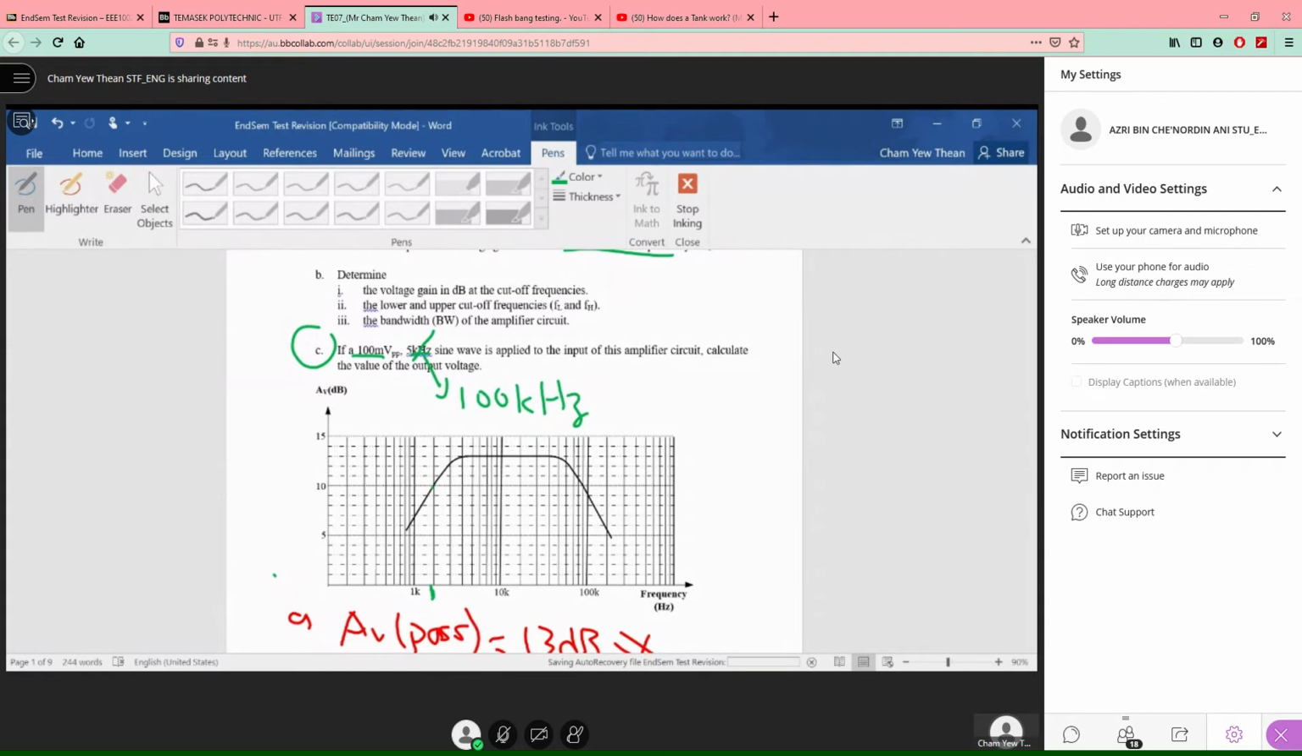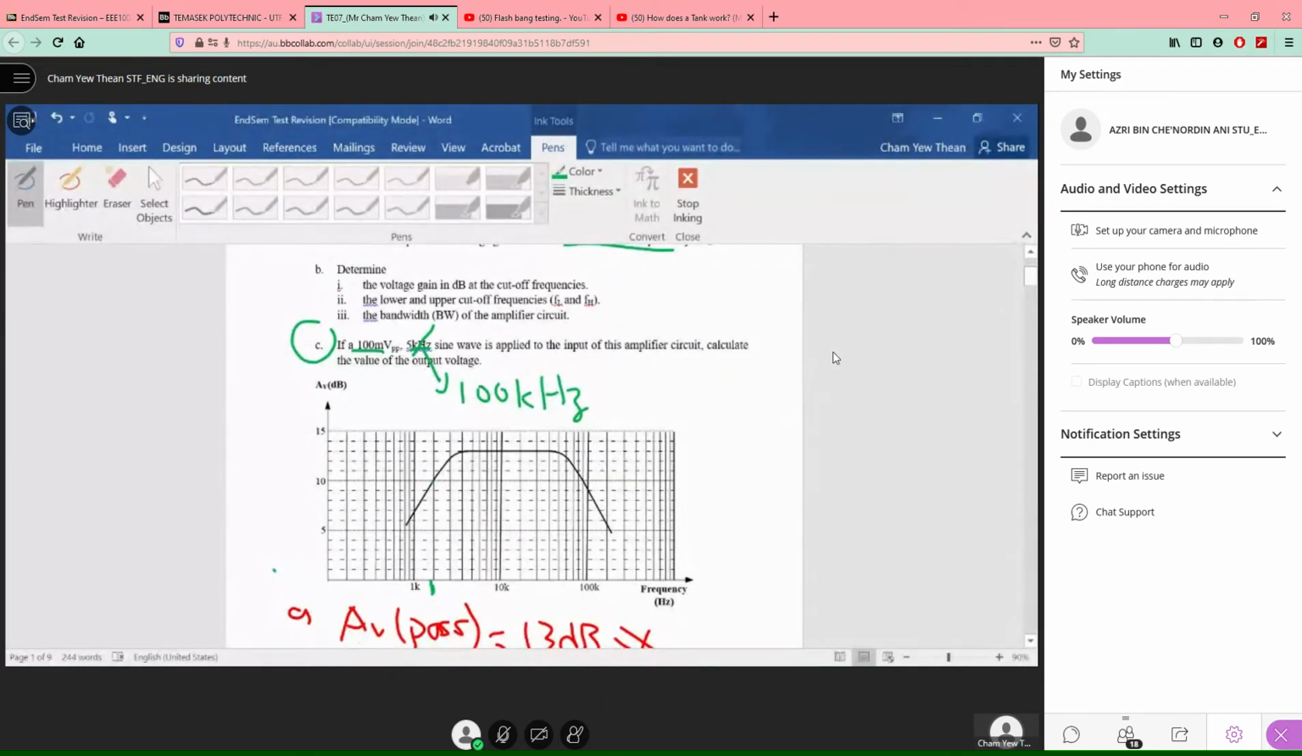My screen hung for a bit. Okay, you see at 100 kilohertz you extend upwards, then you hit 9 dB, right, BJ? Then at 9 dB you do an inverse log to get the absolute gain, which is 10 to the power of 9 divided by 20. What is the answer? Can you calculate this for me? At 9 dB, what is the absolute gain? 2.82. Let's say 2.82.